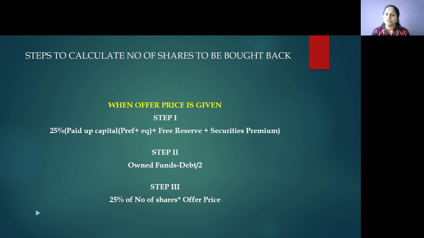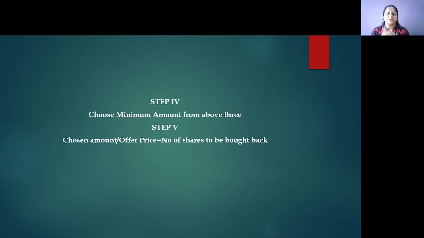For example, step 1 is 12,50,000, step 2 is 10 lakhs and step 3 is 5 lakhs. Obviously if I select 5 lakhs, that is the minimum amount, it will cover 10 lakhs, it will cover 12,50,000 also. Right, 5 lakhs is common everywhere. That's why I have to select the minimum amount. So step 4 is the minimum amount to be selected, and step 5 is the chosen amount, that is 5 lakhs, upon offer price. 5 lakhs is the total amount I will be paying, and the offer price is 40 rupees per share.